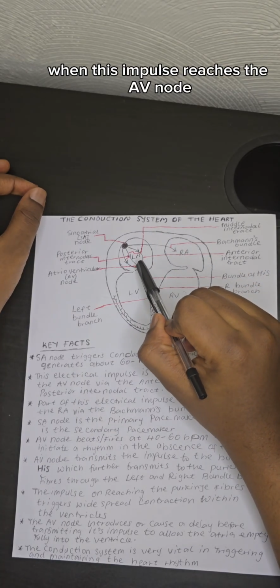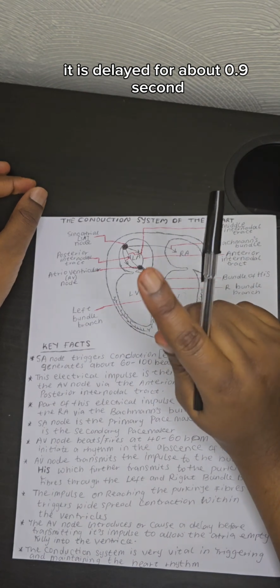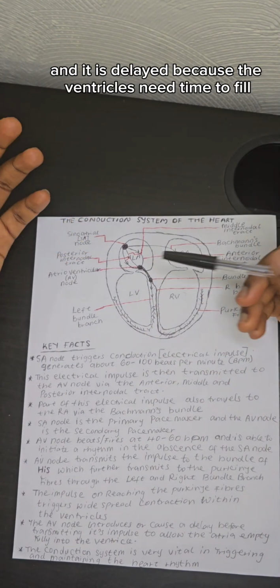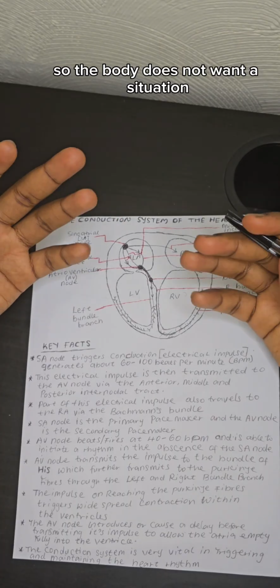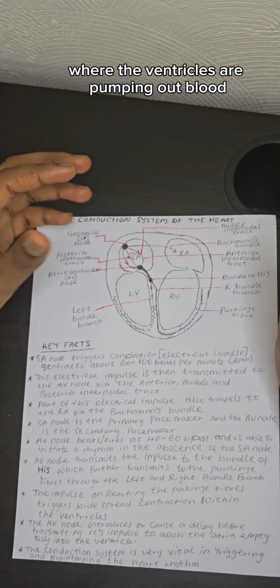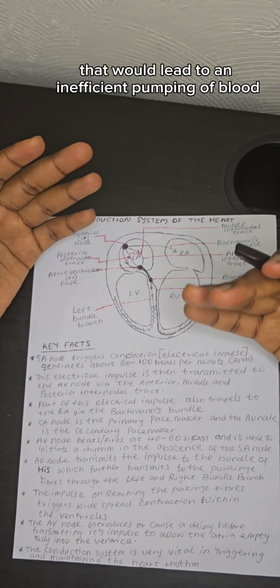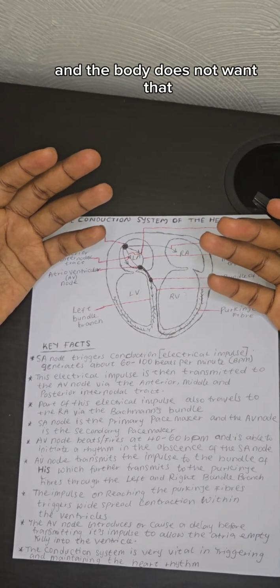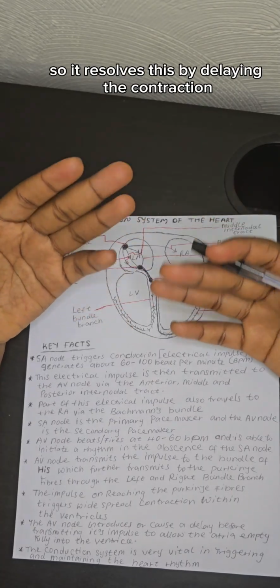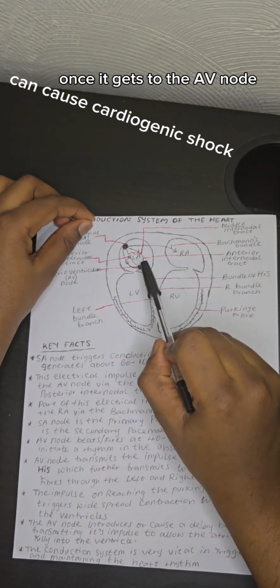When this impulse reaches the AV node, it is delayed for about 0.1 second, and it is delayed because the ventricles need time to fill. So the body does not want a situation where the ventricles are pumping out blood when it's not completely filled. That would lead to an inefficient pumping of blood, and the body does not want that. So it resolves this by delaying the contraction once it gets to the AV node.